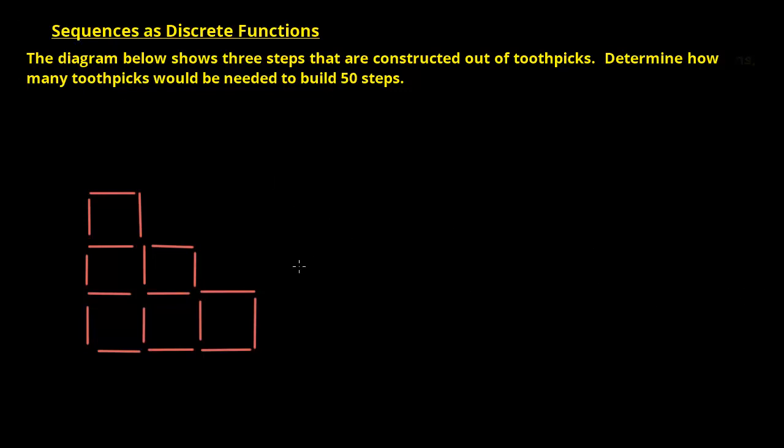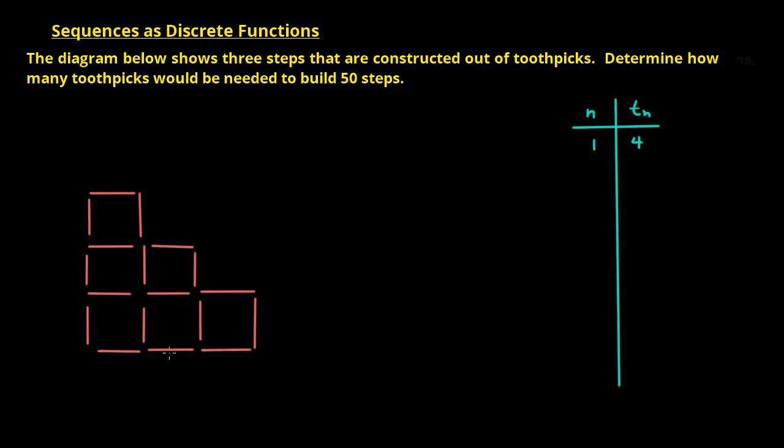A good strategy anytime that you're looking for a pattern in a particular problem is to make a table of values. So let's say that n represents the number of steps, and t sub n represents the number of toothpicks required to build that many steps. So for one step, I would have 4 toothpicks. So 1, 2, 3, 4.